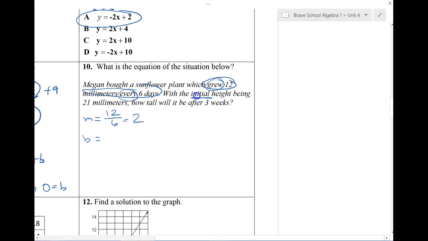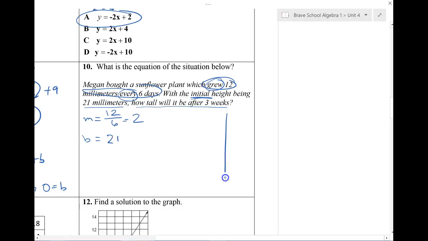With the initial height, right away I know this must be the y-intercept or starting point, because when I say initial, that means the start. Okay, the initial height being 21 millimeters. So there's our y-intercept. Now, the question is, how tall will it be after 3 weeks? So first, let's find our equation. Actually, you know what? Let's do a table here.